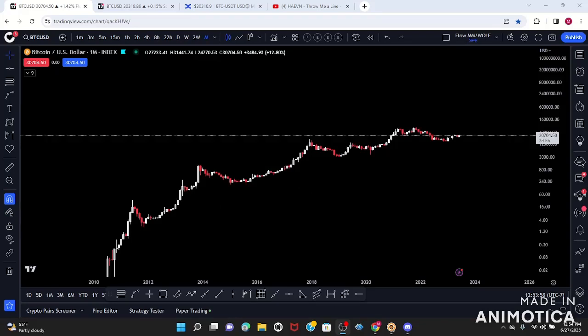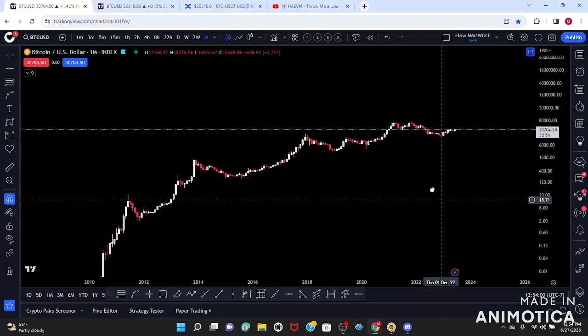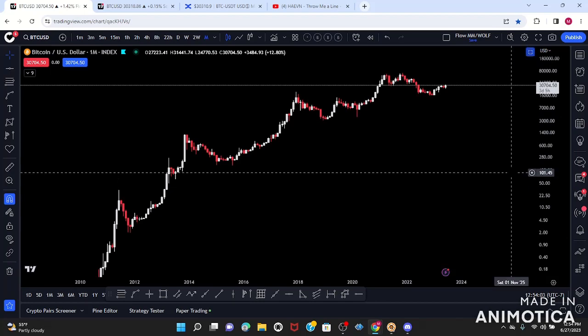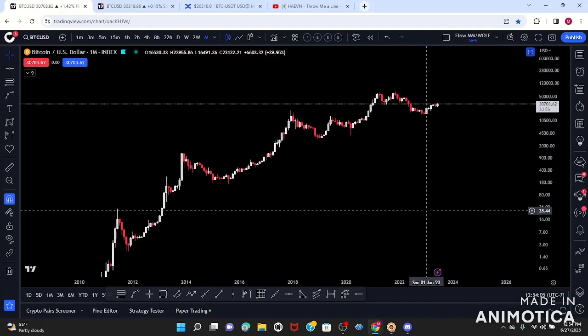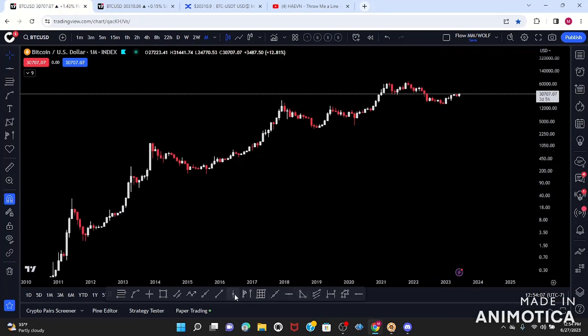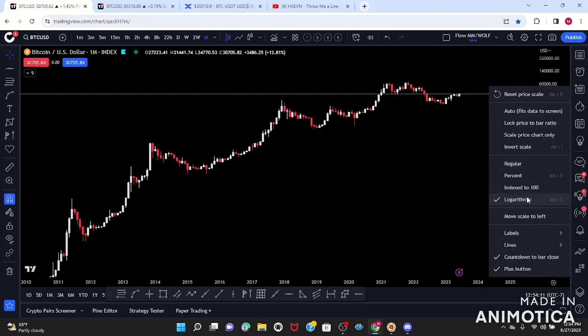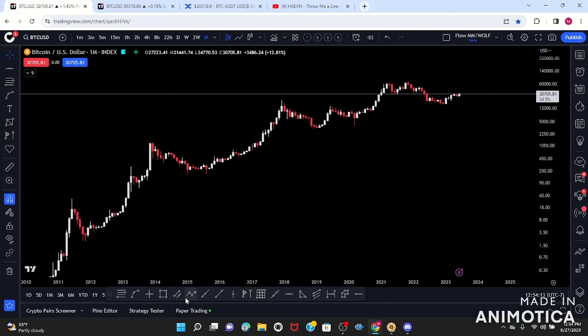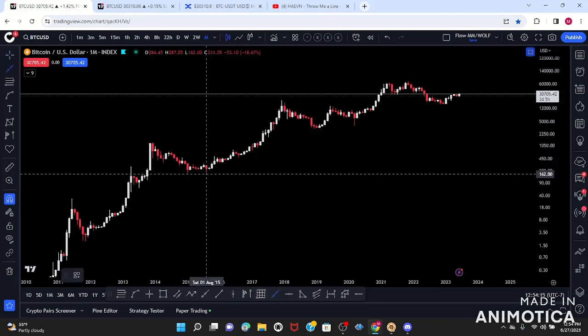Beautiful souls, I am Awakened Soul, and today we're going to be looking at Bitcoin and setting it up for our next trade. I like to start my price action on the monthly chart. I do use the index chart under log scale, so it's important for me to share that information.